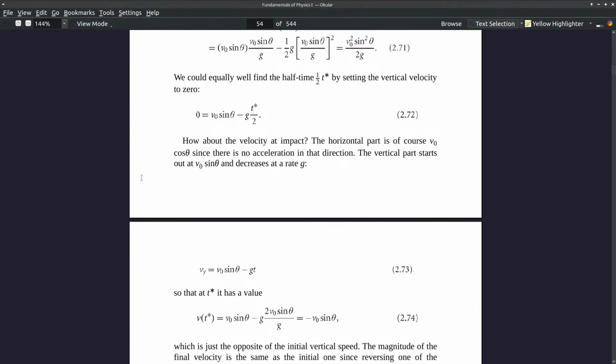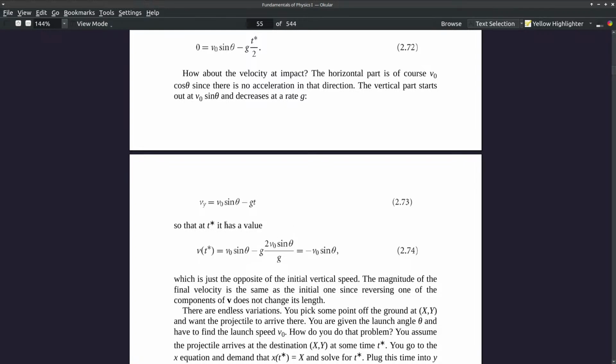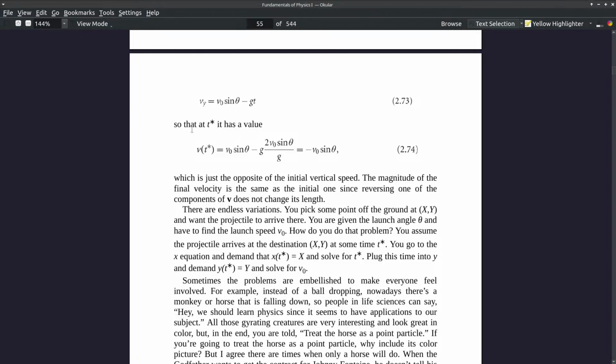At t star it has a value v of t star, so v of t star equals v0 sine theta minus g times 2 v0 sine theta over g, equaling negative v0 times the sine of theta, which is just the opposite of the initial vertical speed. The magnitude of the final velocity is the same as the initial one, since reversing one of the components of v does not change its length.